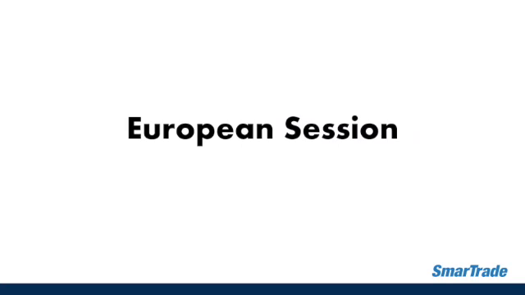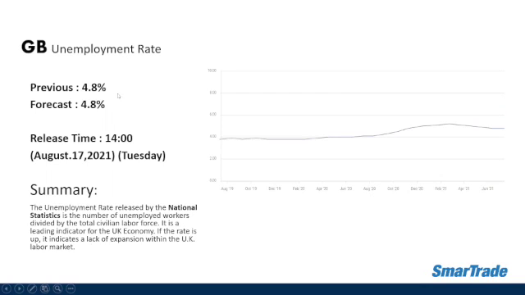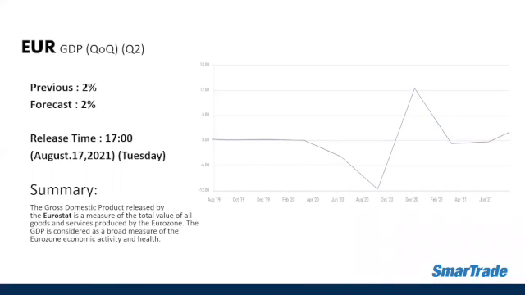To start things off, during the European session, we have the claimant count change for UK. The previous data is negative 114.8K the previous month, followed by the unemployment rate as well. The previous data was 4.8% and forecasted at 4.8%. The release time for unemployment rate and claimant count change is later at 2 p.m.